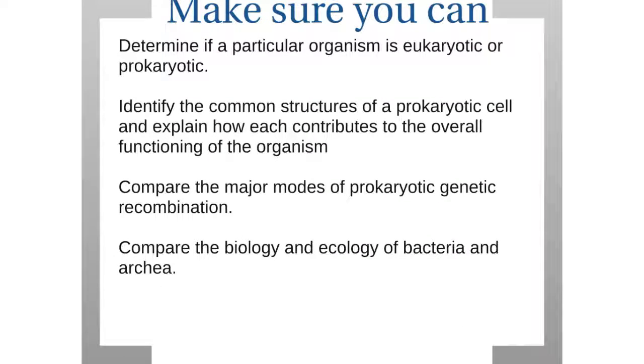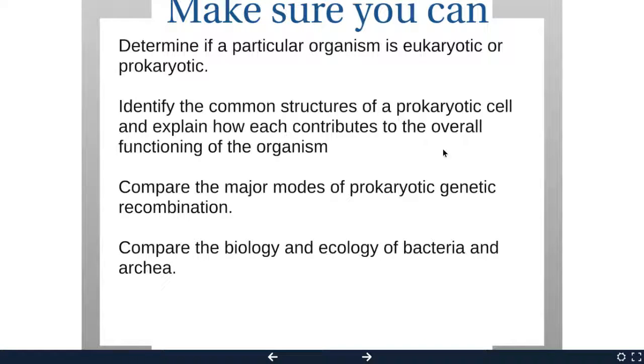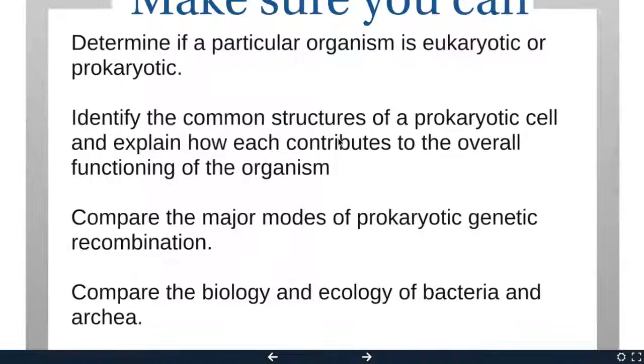By the end of this, you want to make sure that you can determine if a particular organism is eukaryotic or prokaryotic. The easiest way is by those cell organelles. If it has a nucleus and true organelles, it's eukaryotic. And if not, it's a prokaryote. You want to identify the common structures of prokaryotic cells and explain how each contributes to the overall functioning. So you want to be able to identify the flagella that help it move, or the pili that help it stick. You want to be able to identify the circular DNA within it. Those are a few of the features of prokaryotes.